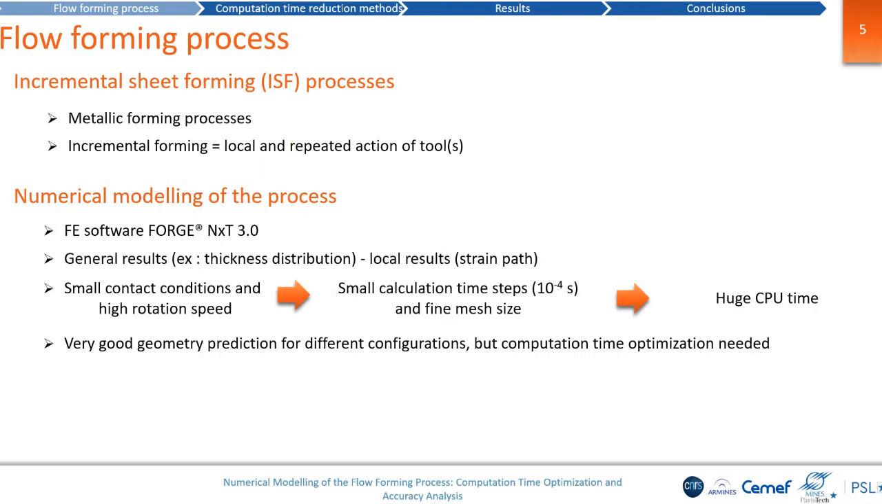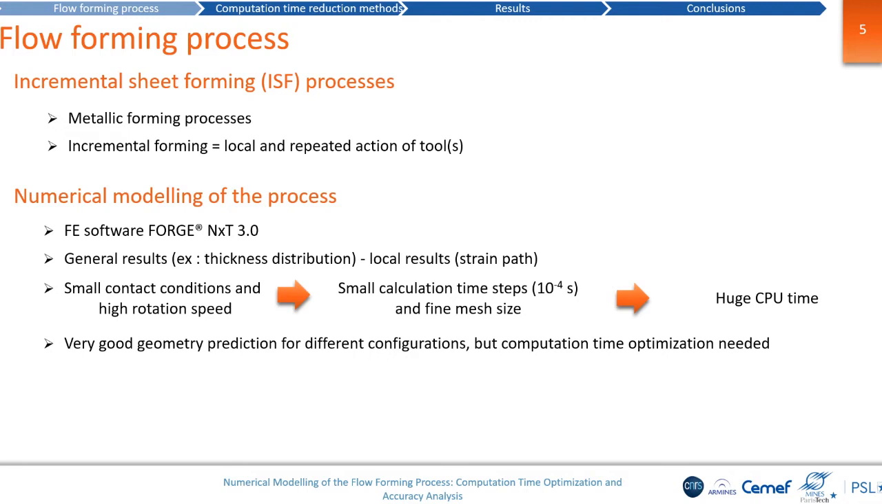This process is modeled by using the finite element software Forge. In this study, we are focusing on general results such as thickness reduction, for example, but also on local results such as strain and stress path and also damage evolution in the material. But we won't focus on this topic in this presentation.